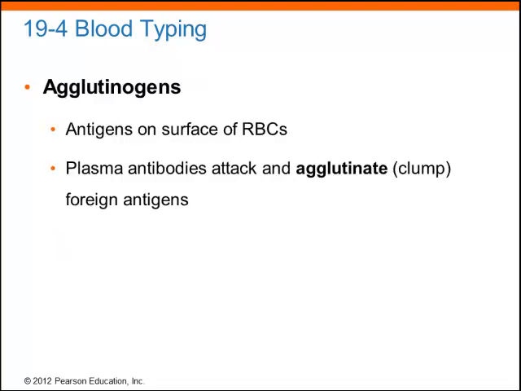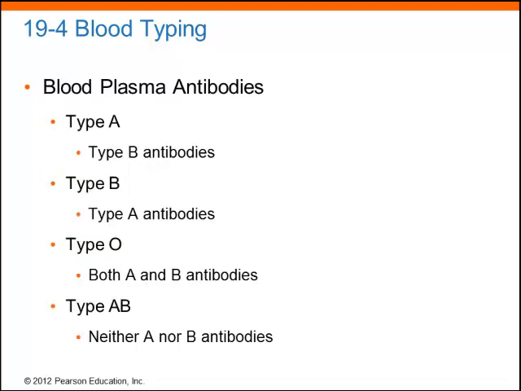These antigens on red blood cells are sometimes referred to as agglutinogens. And they're called that because when antibodies combine with red blood cells with these antigens on them, it causes agglutination. Please don't confuse agglutination with clotting. We'll look at a picture in just a minute. So, this is the part where you have to keep things straight.